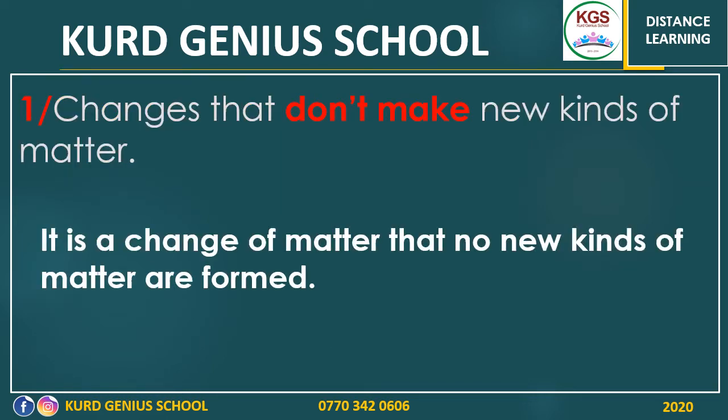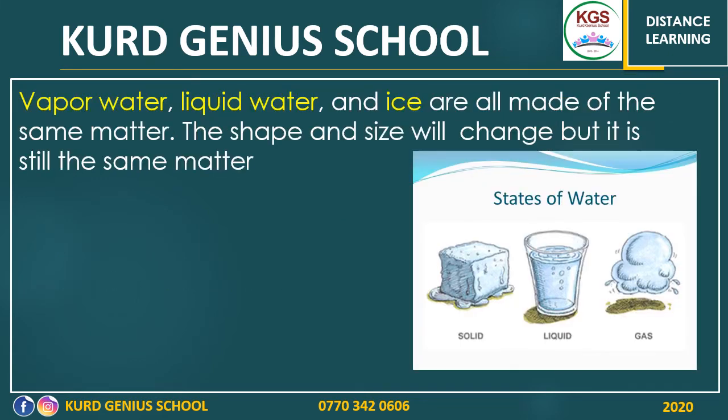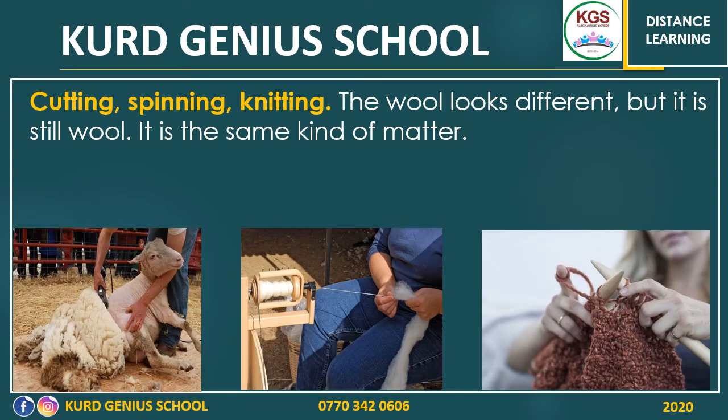Now let's talk about the changes that don't make new kinds of matter. It is a change of matter in which no new kinds of matter are formed. Like vapor water, liquid water, and ice are all made of the same matter. The shape and the size will change, but it is still the same matter. Also, cutting the wool of sheep, spinning the wool into threads, and knitting the woolen threads into clothes, the wool looks different, but it's still wool. It is the same kind of matter.